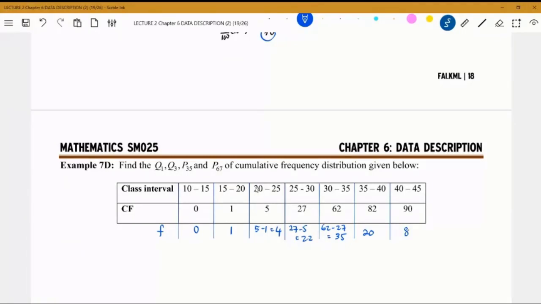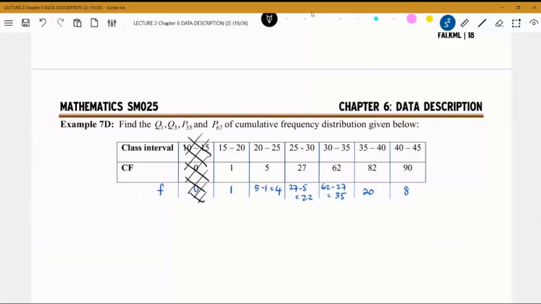As you can see, the first column doesn't have any frequency, so you can directly cancel out this interval. It will start at the second interval, which is 15 to 20, so this one is not needed. Okay. Alright, so to find the quartile, starting with finding the observation, which is x, your n will be 90.